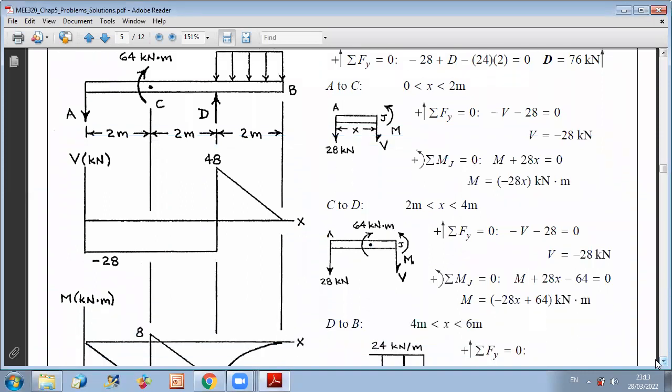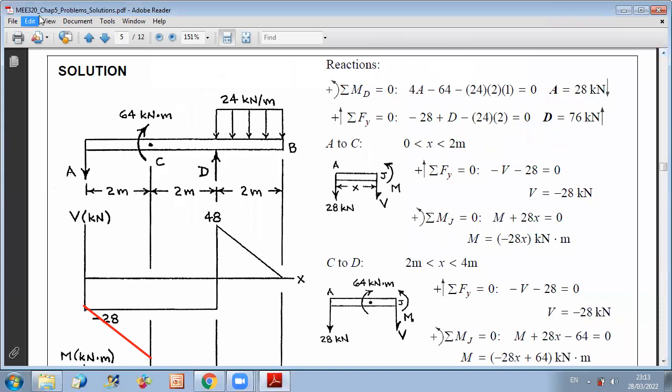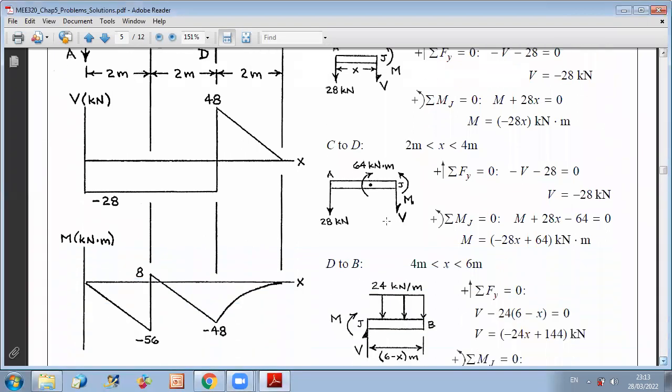Now if we perform our calculations using the shear diagram to plot the moment diagram, first we said that from A to C we have a decrease in M. Now at C, you have a clockwise couple, as you can see from the loading on your beam. This will cause an upward jump in the bending moment. So you go from minus 56, add plus 64, and you have a bending moment equal to 8 at this level.